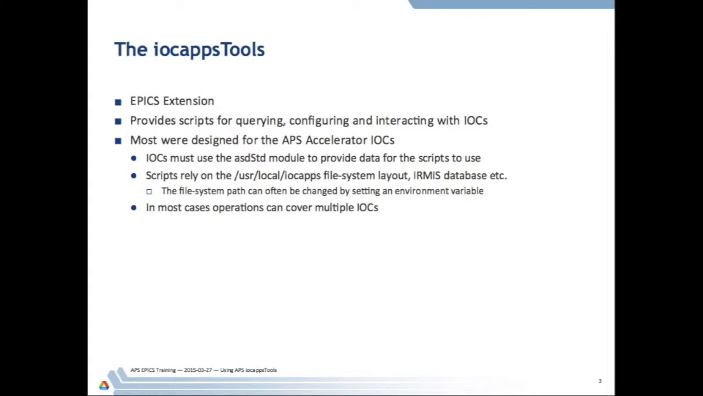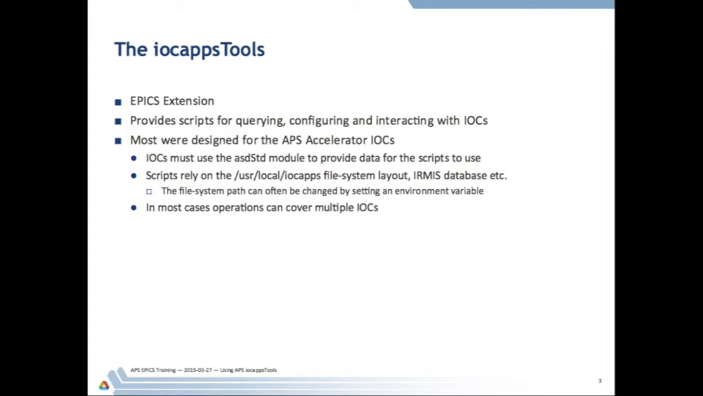You can actually move where we put the file system in most cases, but it still needs to be roughly the same layout. And as I said, many of the tools connect to the ERMIS database for querying about which IOCs are production IOCs, and which ones are not in use, that kind of thing. If you want to use those tools that rely on the file system path, usually you can set a single environment variable to change that path if your copy is in a different location, not at user local IOC apps.